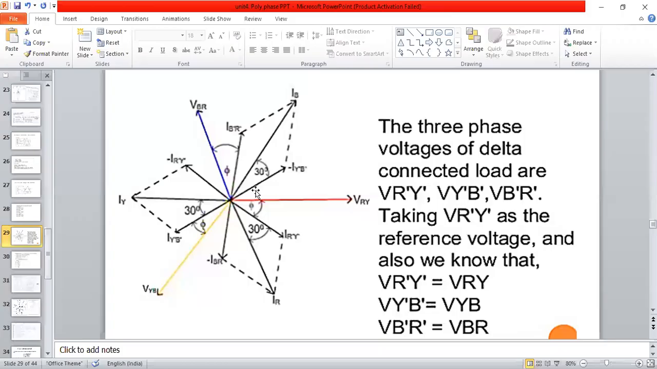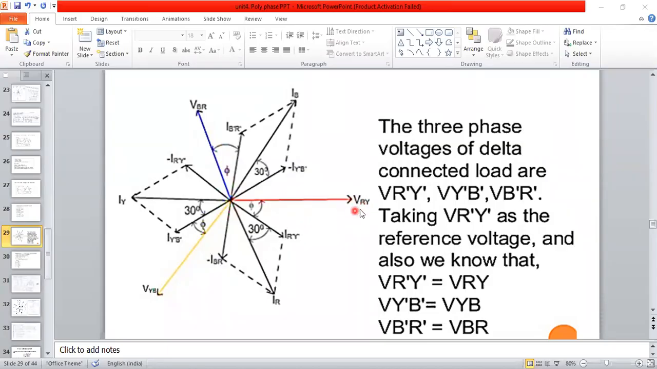Yes, sir. So forget everything; there is nothing to think about first. I will take the annotate here now. I will take VRY, the line voltage, as a reference here now. So line voltage is equal to phase voltage here. It may be considered as line voltage or phase voltage, whatever it may be.